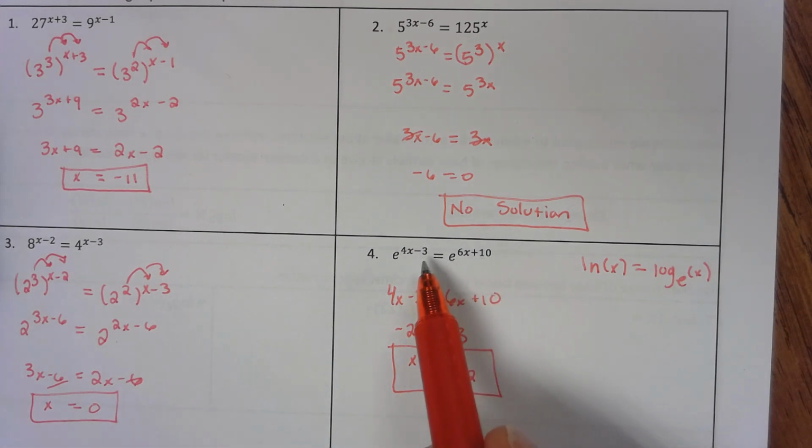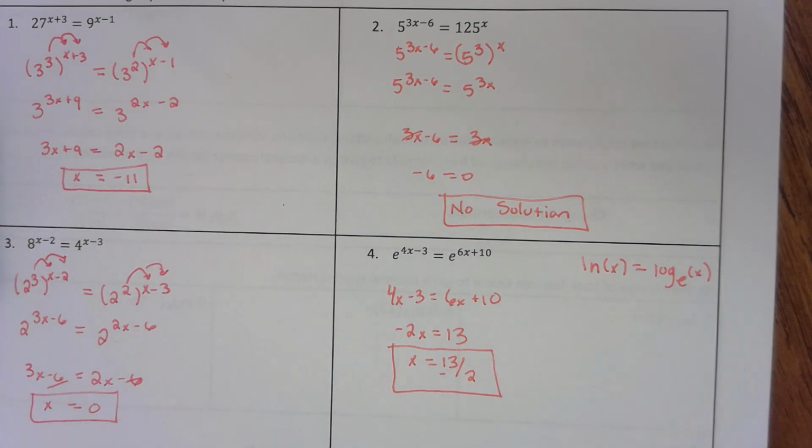So bases are the same, right? They're just base e. So I just set the exponents equal to each other, and I'm getting x equal to negative 13 halves. Okay, if you want to call it negative, would that be 6.5?